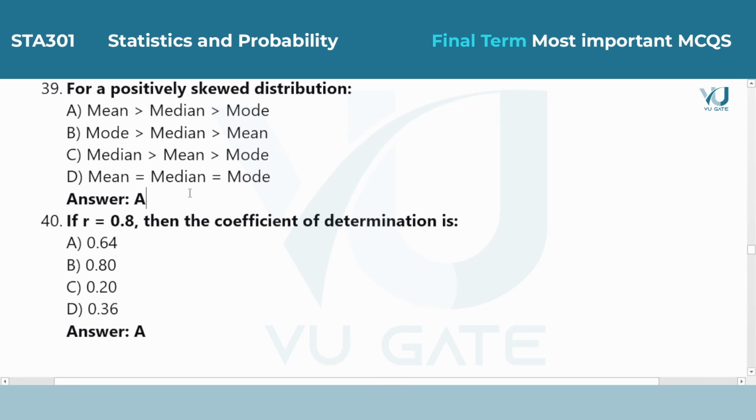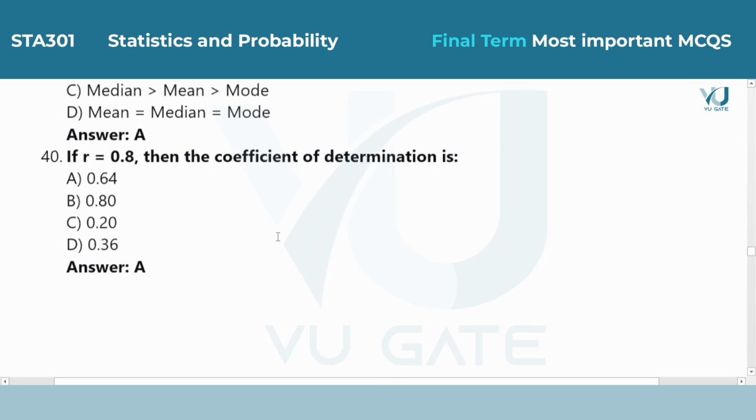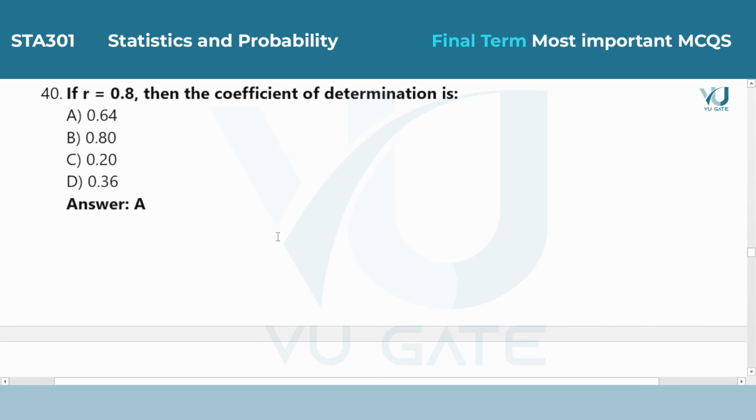Question. For a positively skewed distribution. Answer. A, mean is greater than median, which is greater than mode. Explanation. In a positive skew, the long tail on the right side pulls the mean toward higher values. Question. If r equals 0.8, then the coefficient of determination is. Answer. A, 0.64. Explanation. The coefficient of determination is the square of the correlation coefficient, so 0.8 times 0.8 equals 0.64.